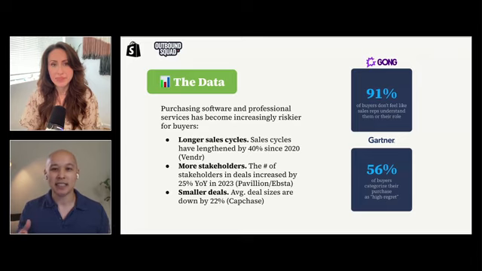Your buyer in that moment, in a cold call, let's say we get them on the phone, or a sales call, they're bringing all of this baggage from dozens of interactions with people just like us into that conversation. So what does that mean? It's taking longer to close deals. Sales cycles are about 40% longer since 2020.